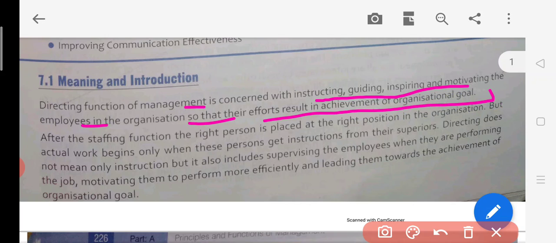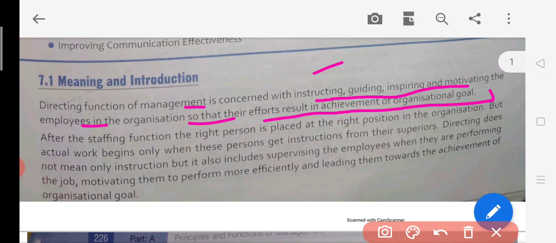So here what we have done, see, before this we already learned about the staffing function where we appointed the people. Okay, after appointing them, what do we do with them? We will be giving them orders and instructions. We'll try to motivate them from time to time so that they will be able to achieve the organizational goal.